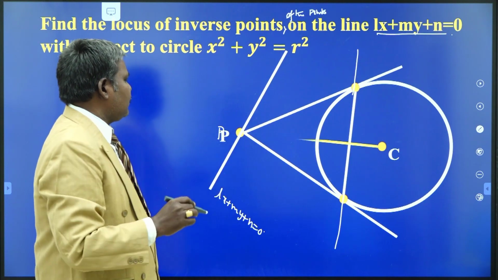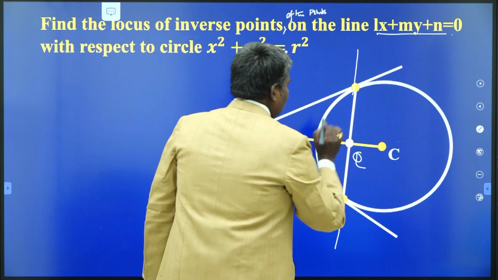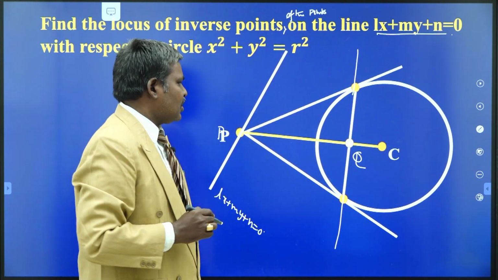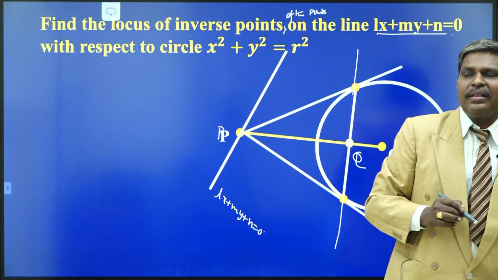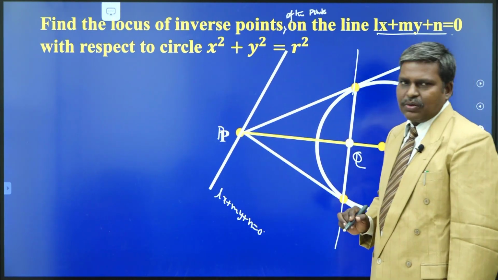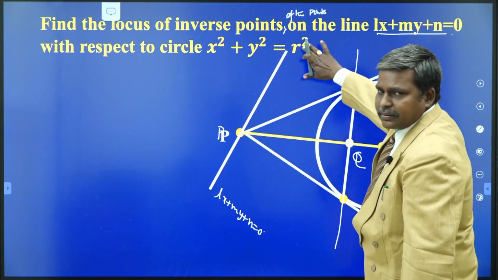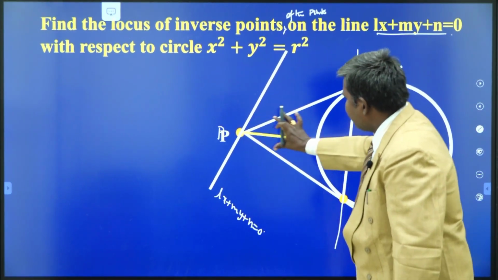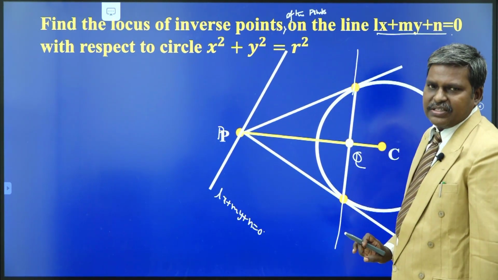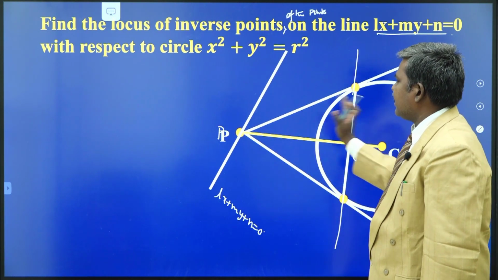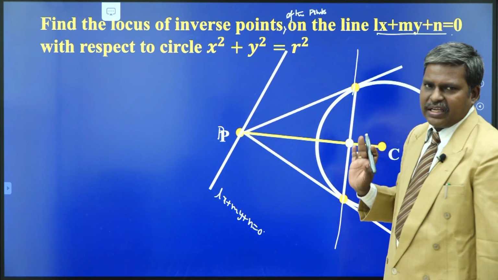Now, join CP. We get the point of intersection here. You have to find out the locus of the point of intersection of the polar of P and the line joining CP by varying P on the line Lx plus My plus N equal to 0. Do you understand or not? Your point is moving on this line. For every position you have to draw the tangents. 2 points of contact will exist. Join them. For every point there exists a chord of contact, and join CP, you get the corresponding inverse point.